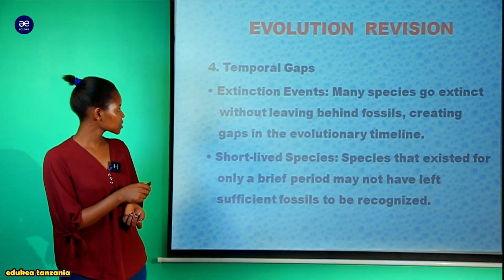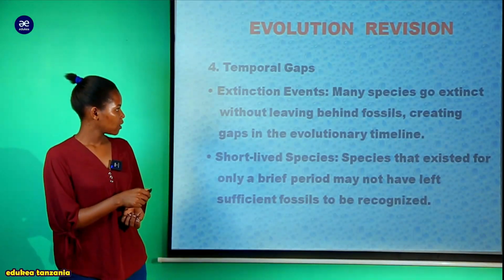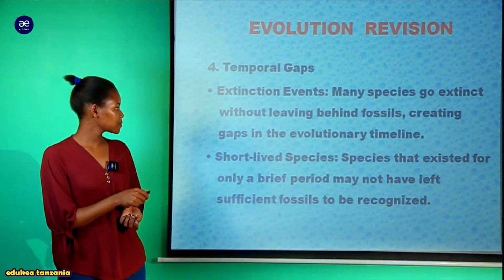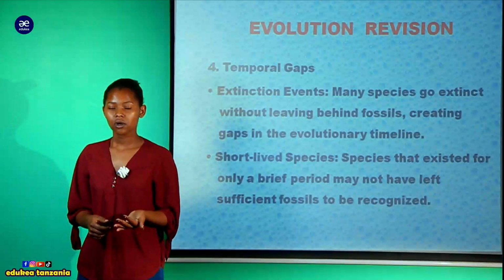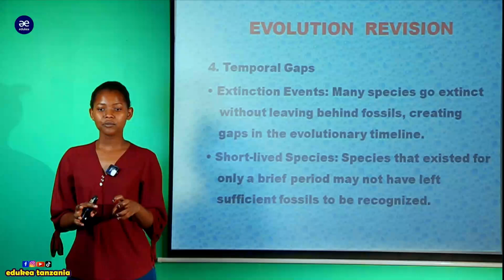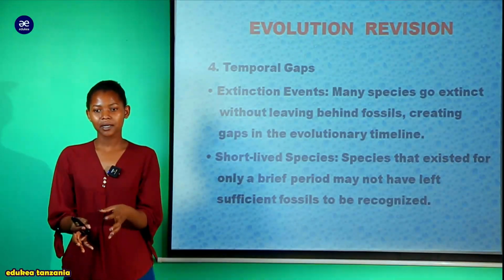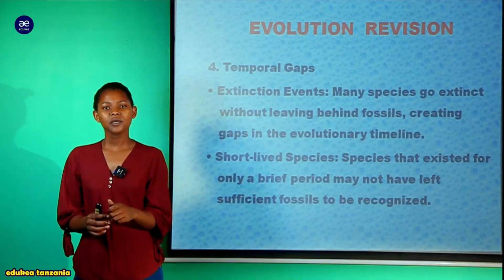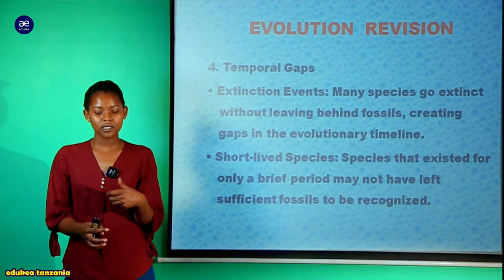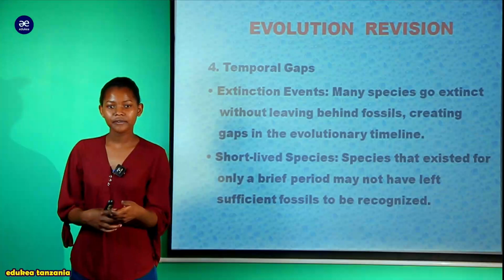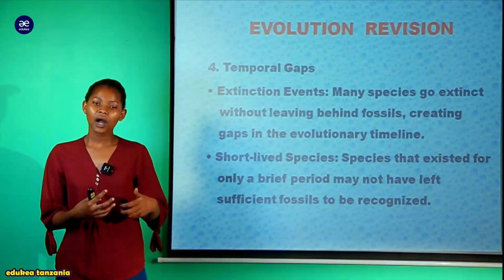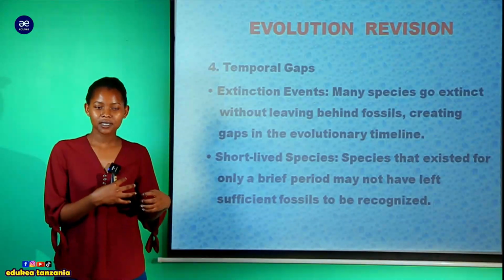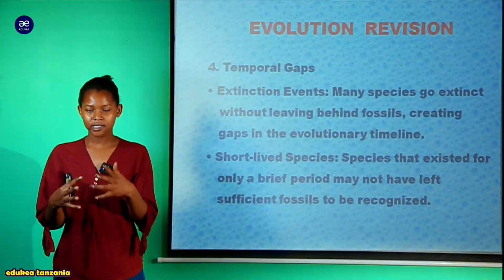Also, there are temporal gaps. For instance, the gaps caused by extinction events. Many species go extinct without leaving behind fossils, creating gaps in the evolutionary timeline. So, tunaangalia wale organism ambao wanapotea kwenye mazingira bila kuacha fossils zao. That is temporal gap. And this temporal gap itasababisha kukosa the clear evolutionary lineage ya how the species wali-evolve kutoka katika kipindi fulani kuja katika state fulani.